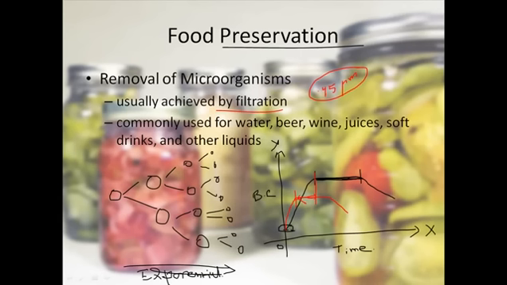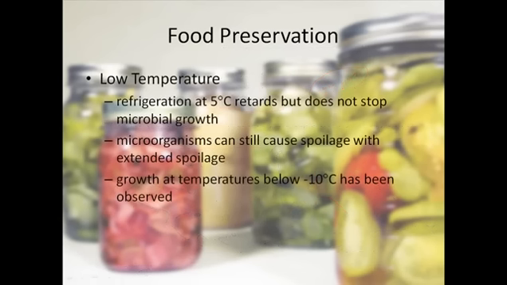We commonly use this filter in the case of water, beer, wine, different juices and soft drinks. All of these liquids we can filter, but in the case of solid materials we cannot use the filter technique; we need some other technique. So normally food preservation can be done by manipulating different temperatures. Here we are killing the microorganisms which are there, or lowering the load of microorganisms in our food via manipulation of the environment.